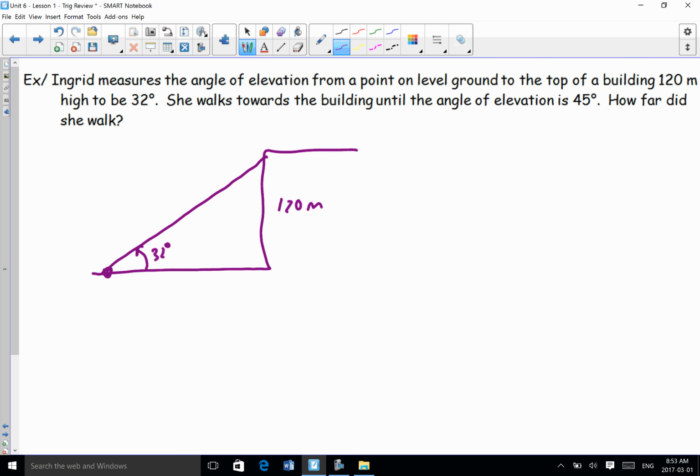She walks towards the building until the angle of elevation is 45. So she's here now. She looks up. Angle of elevation is now 45. How far did she walk?